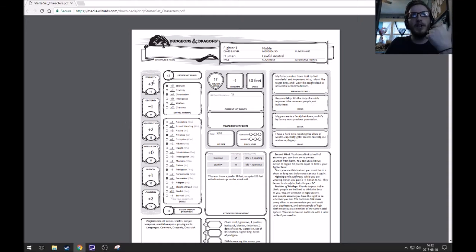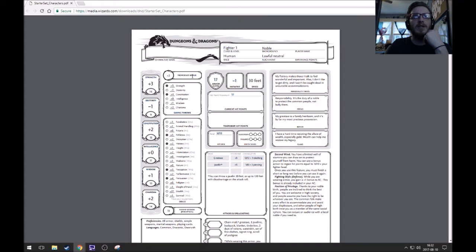But these are the numbers that you add to things. So even though you have a 16 strength, you don't ever add that 16 to any rolls. It doesn't really come into play except for a couple of weird corner case rules that don't ever really come up. It's fine. The other thing that impacts how you interact with the world is your proficiency bonus.